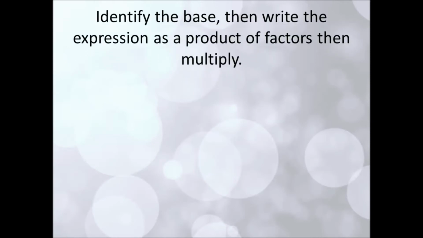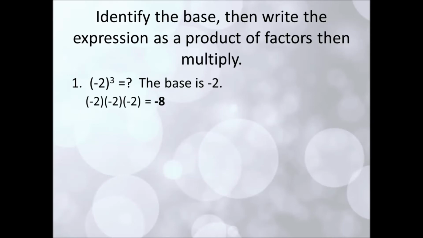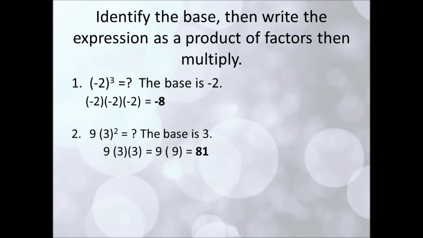Identify the base, then write the expression as a product of factors, then multiply. Number 1, quantity negative 2 to the power of 3. The base is negative 2, so it is negative 2 times negative 2 times negative 2, which is negative 8. Number 2, 9 times 3 squared. So the base is 3. So 9 times 3 times 3, so it is equal to 9 times 9, which is 81.